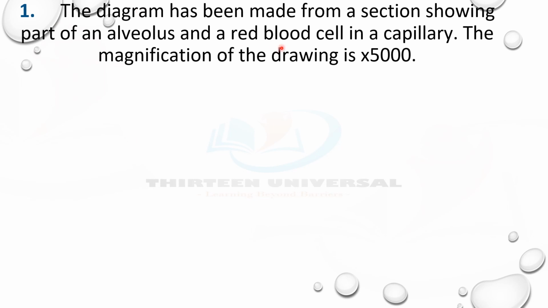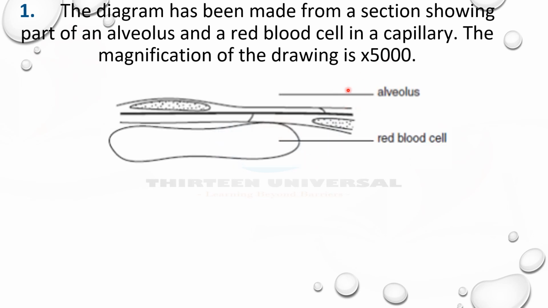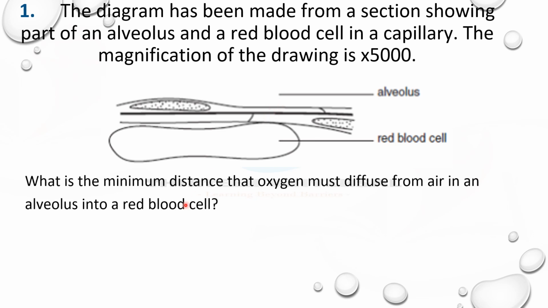It says the diagram has been made from a section showing part of an alveolus and a red blood cell in a capillary. The magnification of the drawing is times 5,000. So this is the alveolus, this is the red blood cell, this is the wall of the capillary, and the alveolar wall. Can you see that? So what do they want us to do? They say, what is the minimum distance that oxygen must diffuse from air in an alveolus into a red blood cell?